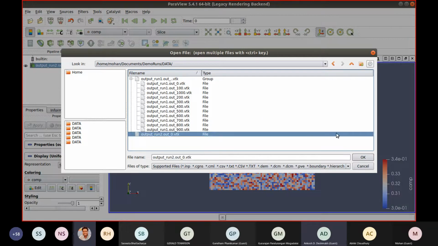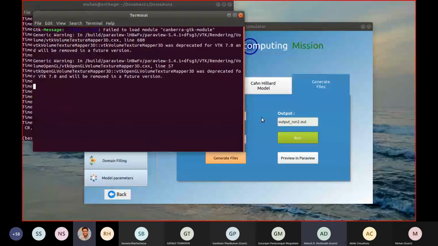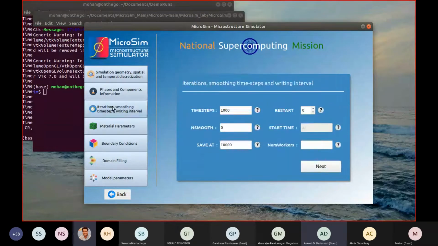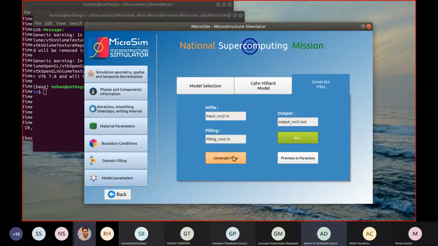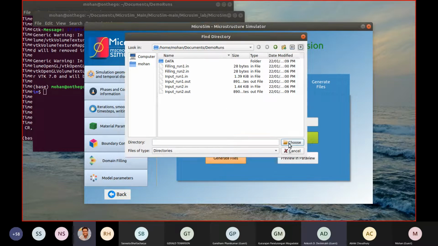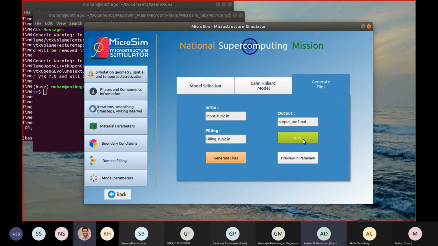So sorry, for run 2, I think we have given the save time step wrong. Let us cross check. Oh, this is very high. Yes, let me keep 100. So let me generate again. Let it overwrite and let's run again.